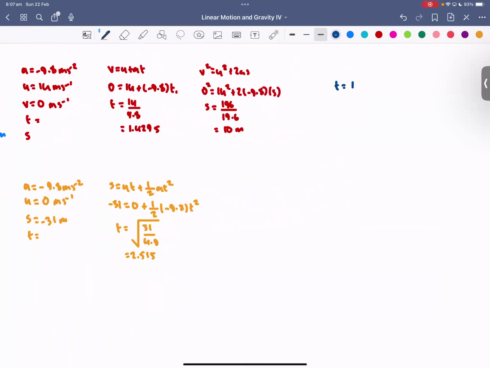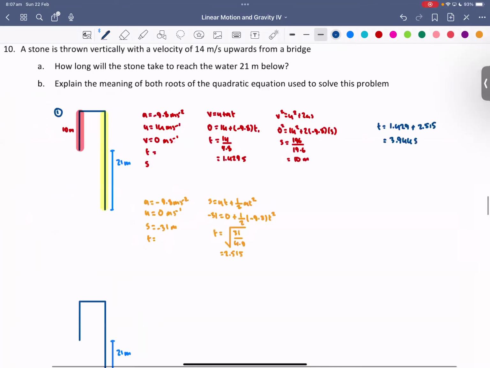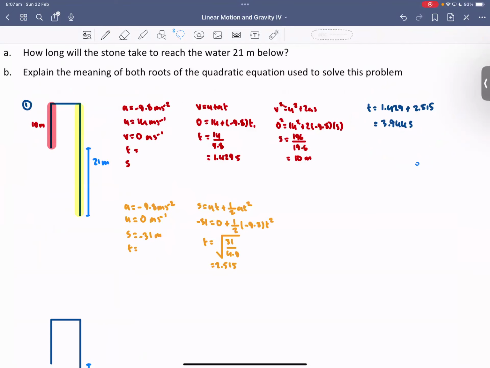The entire journey took 1.429 seconds on the way up and 2.515 seconds on the way down, and the time is 3.944 seconds. Who likes that way of doing it? All right, not many. Just took forever. But I had to break it in the middle, and it wasn't even as simple as times by 2. You can do times by 2 if the way up is the same as the way down, but this one wasn't. So that's how I did it.